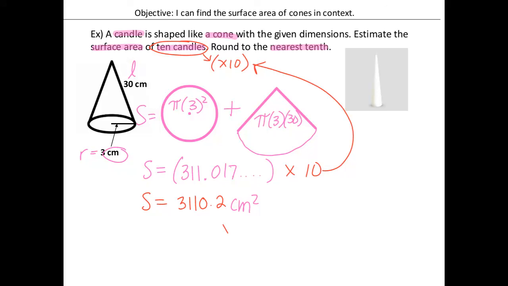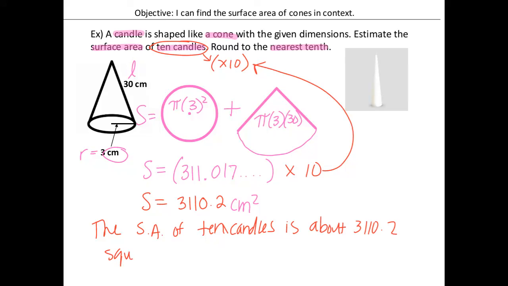And then we're going to write our sentence. So the surface area of 10 candles is about 3,110.2 square centimeters. Thank you. Centimeters. Period.